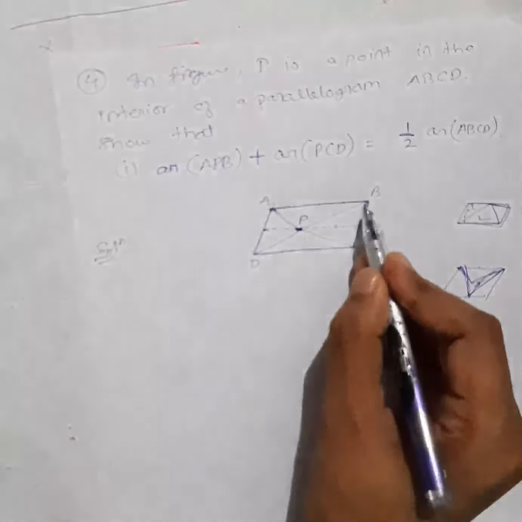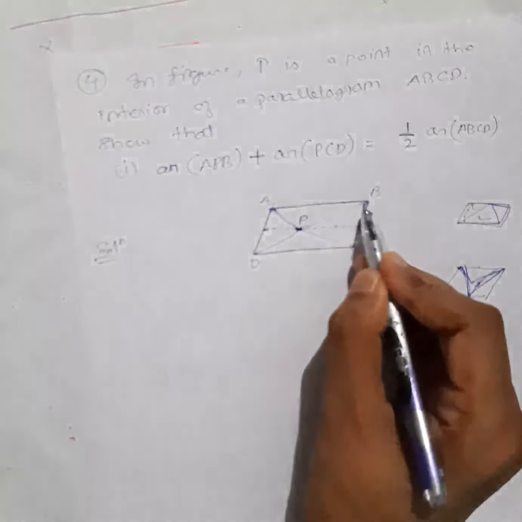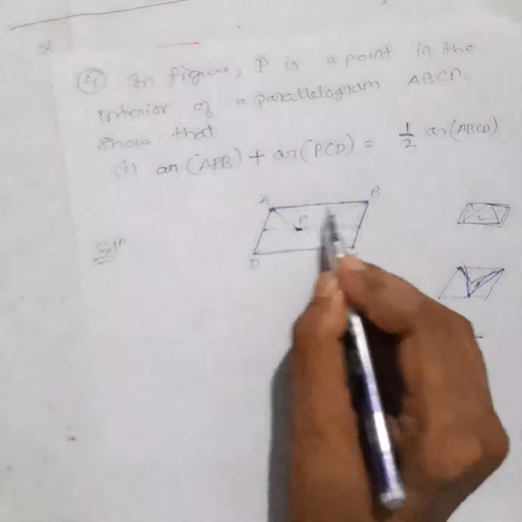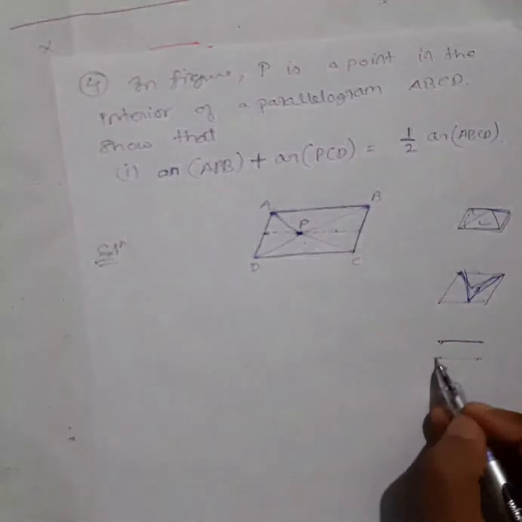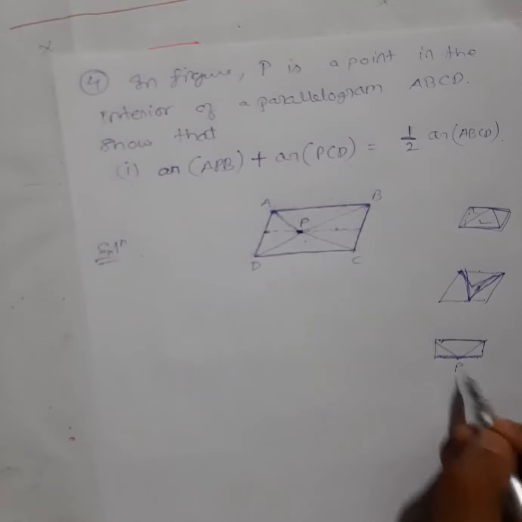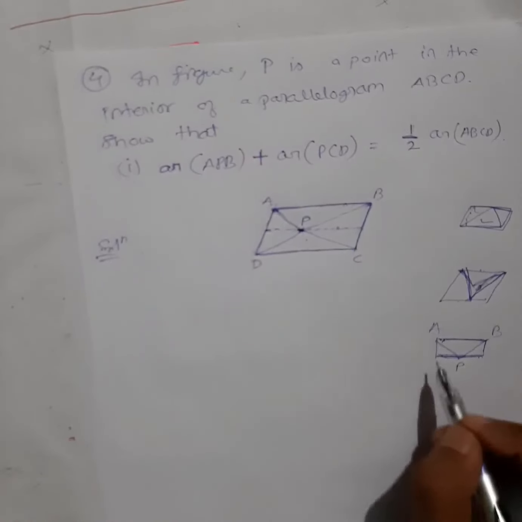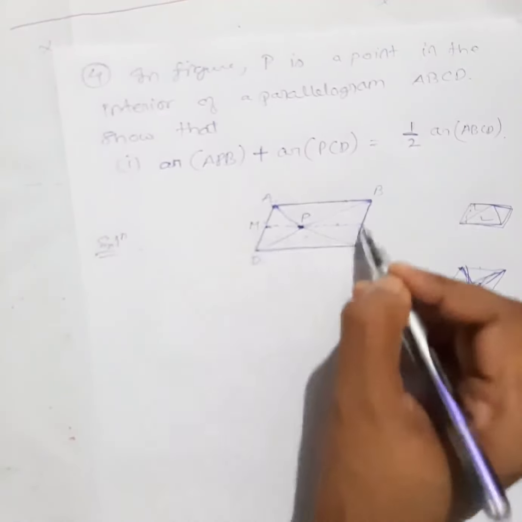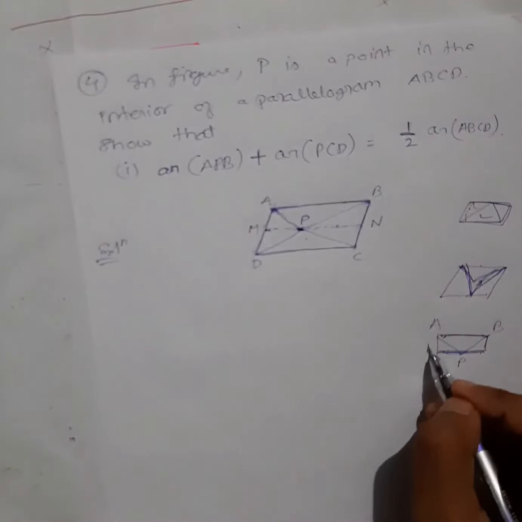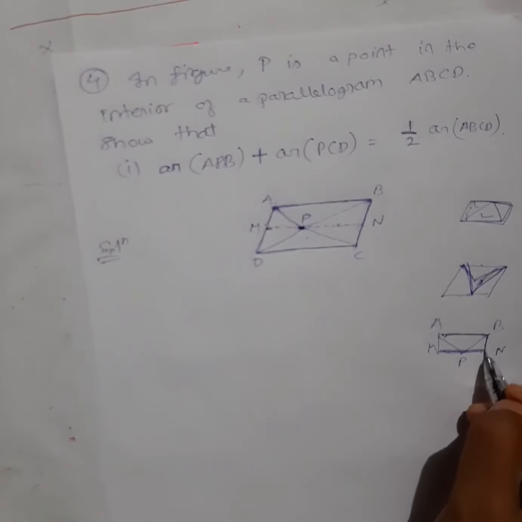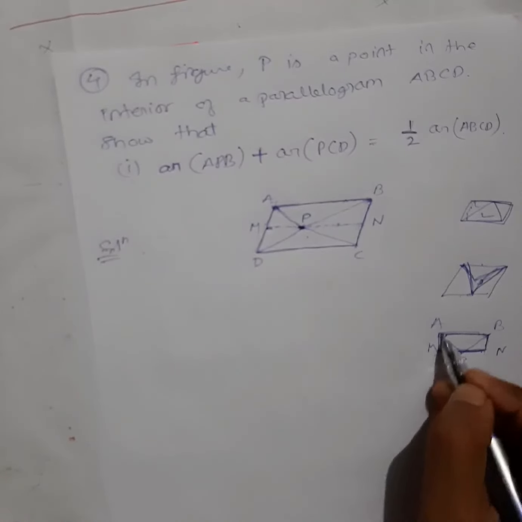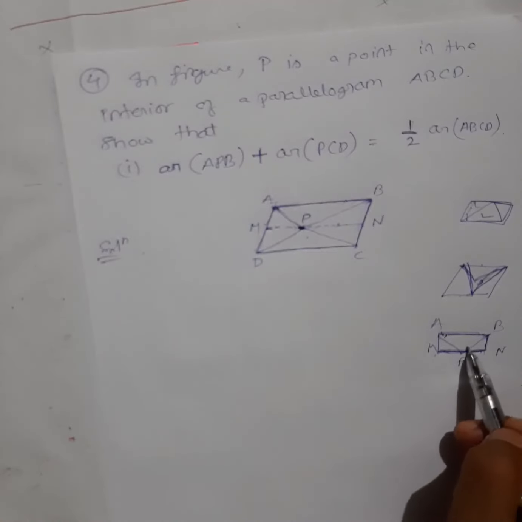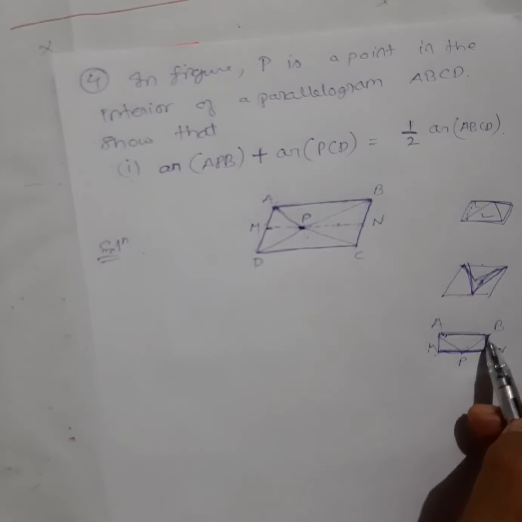Now if this forms a parallelogram, you can see this is a triangle under the same base and the same parallel line. Let me draw that separately. This is the triangle, this is the parallelogram. This is your point P. This is your AB. Let me name this one MN. So you can see inside these parallel lines, you have a triangle as well as a parallelogram. So we have a property here: the area of this triangle will always be half of this one.